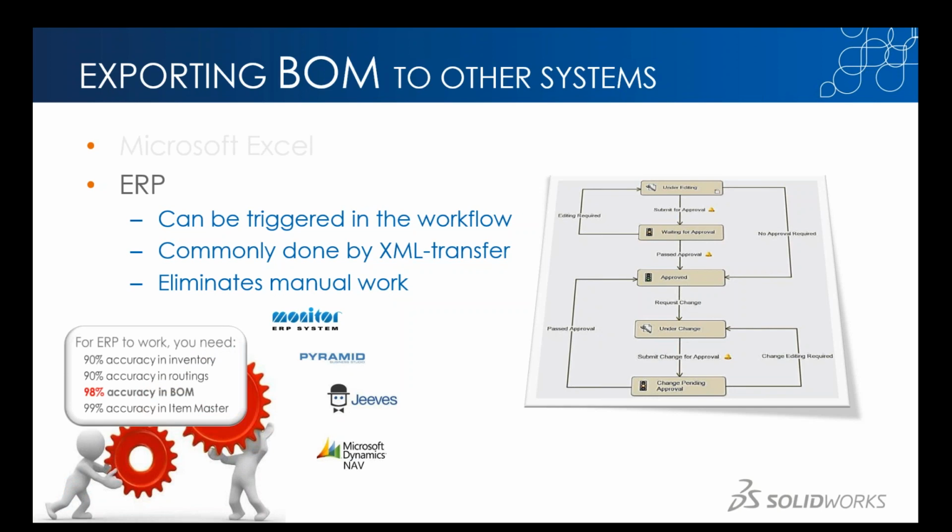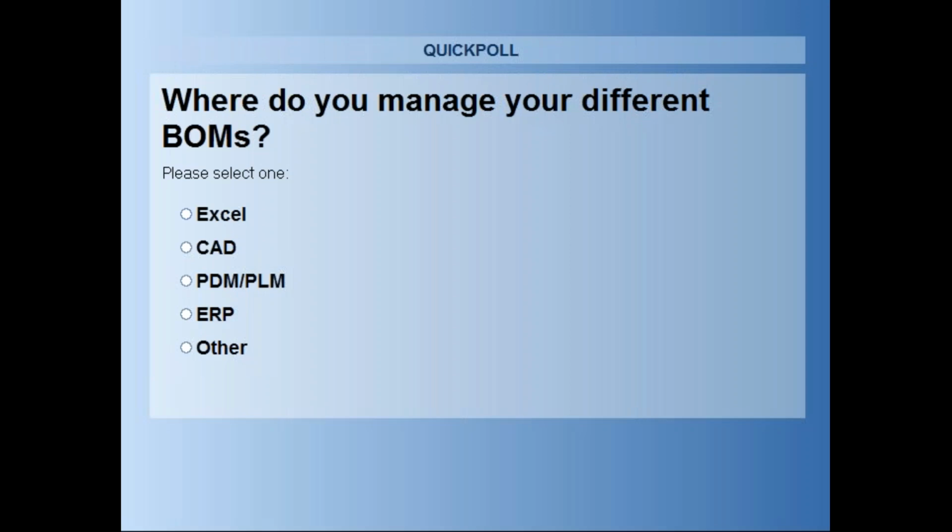And to get the ERP to work, you have to have high accuracy in the boom. And if you do this more automated, then you will have it. So you don't have the manual work typing in 2 or 3 different systems. So I will just launch the last poll here, just to see where and how you manage your booms today.